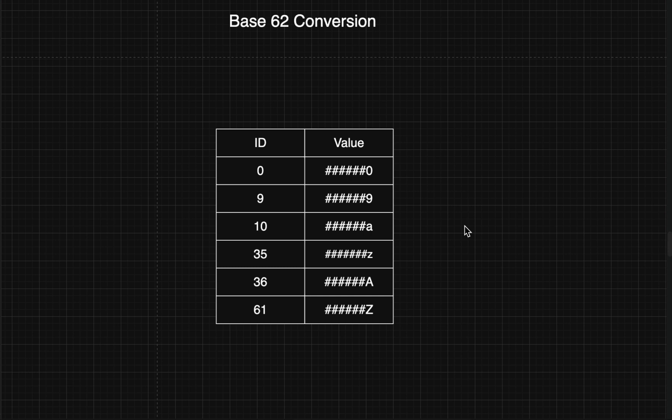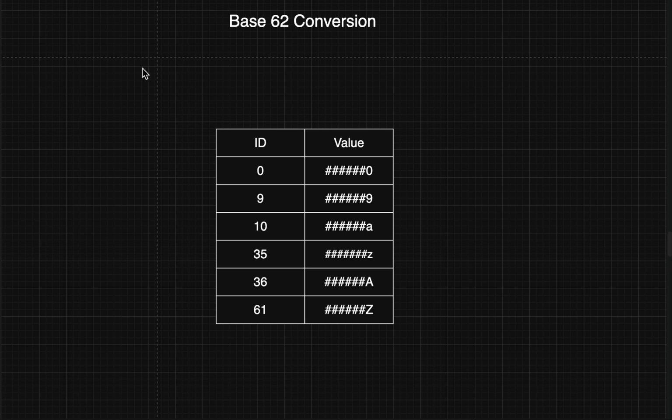So for 9 it is 9, for 10 it will become a small a, and for 35 it will become a small z. For 36 it will be a capital A, and for the 61st ID it will be a capital Z. So like this, we can convert our IDs into the keys which we want. But what about this ID? From where will we get this ID?